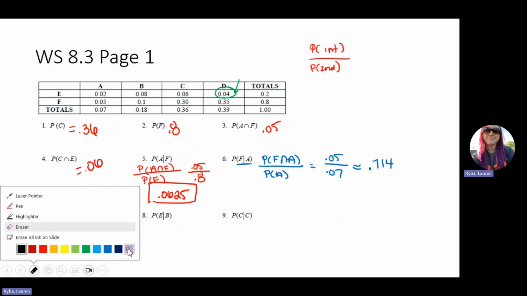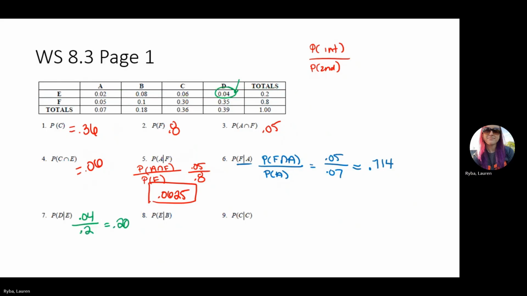So I want to do the next one in that same setup. Probability of E, given I'm only working with B. So I'm only working with this column. Well, E happens 0.08 out of 0.18. 0.08 is the intersection of E and B. 0.18 is the total probability of B. And when you divide those, this is about 0.44. I think it keeps repeating.